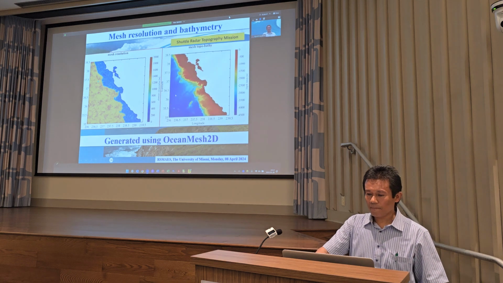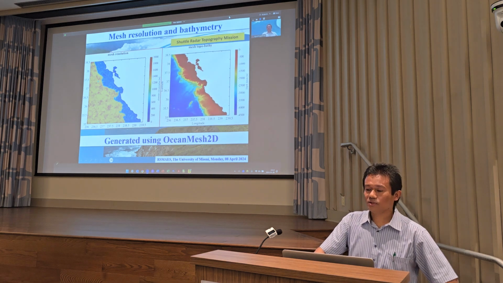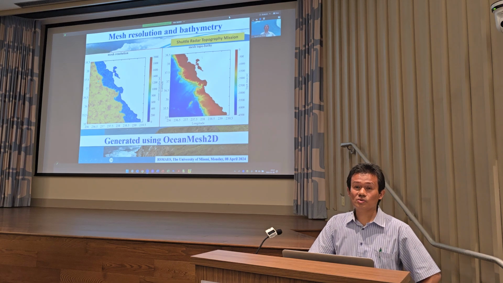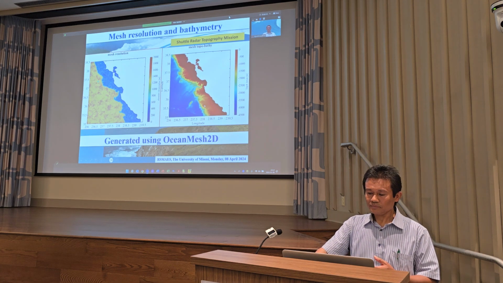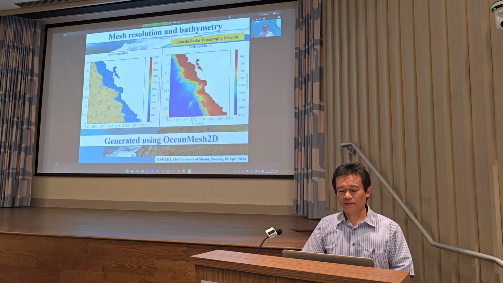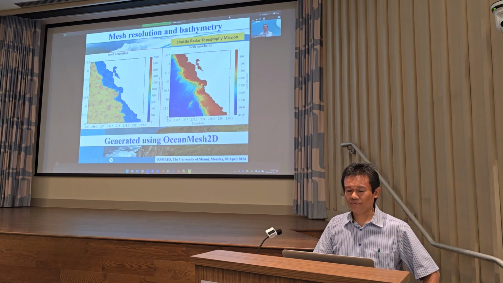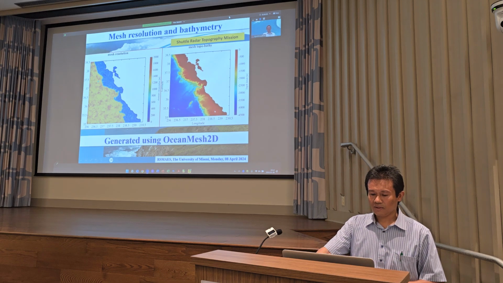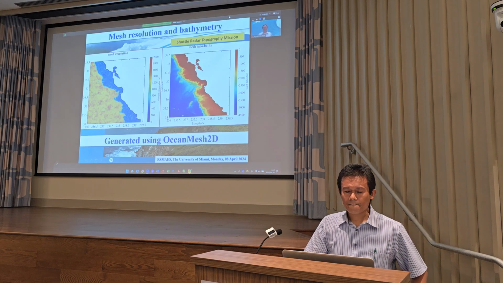The bathymetry looks like this. We obtained it from the Shuttle Radar Topography Mission. The resolution of this bathymetry is 500 meters, which is why they call it the SRTM 15 seconds. This grid has been generated using OceanMesh2D.